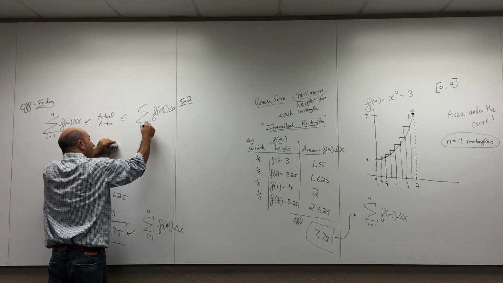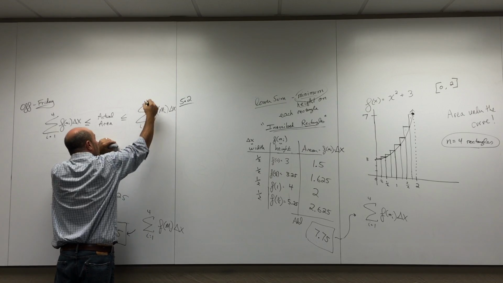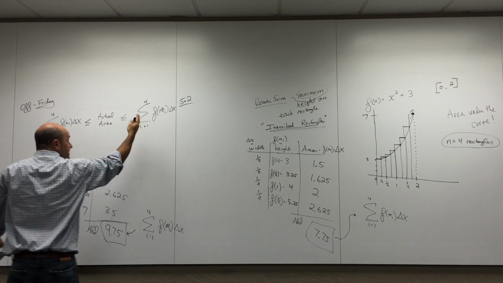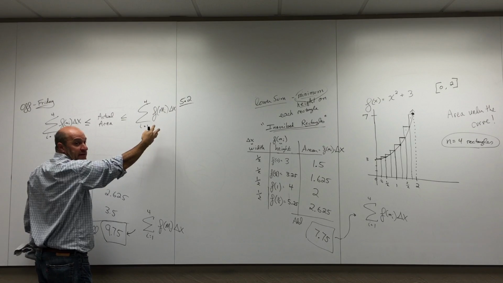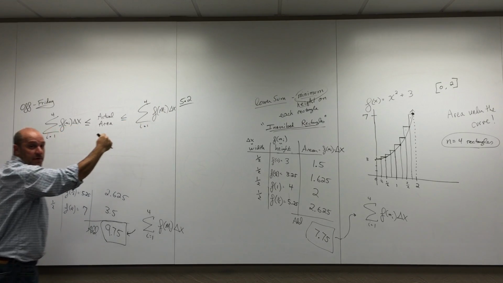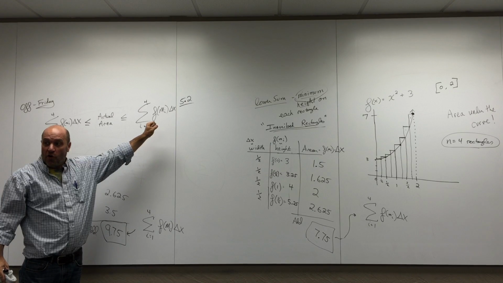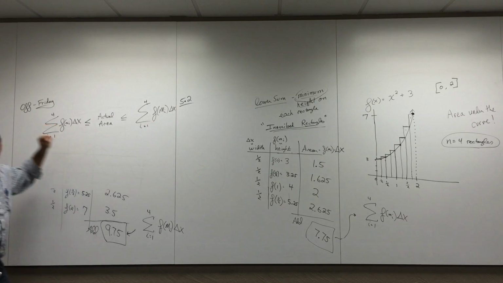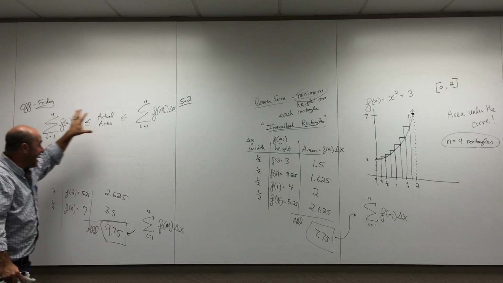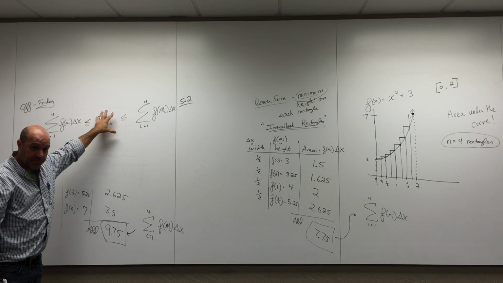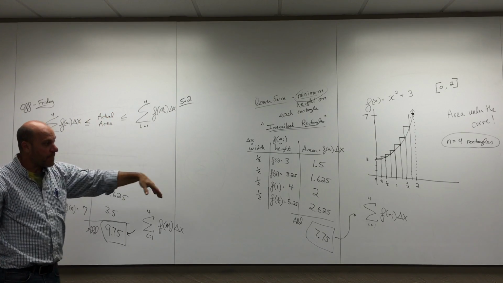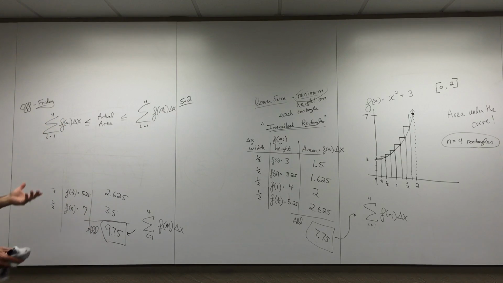See, when I start writing this notation, I know you know, but we just did this. It's adding up 4 rectangles. It's the area, it's called the upper sum. It's an overestimate of the area. This is an underestimate of the area. The actual area lives somewhere in between, somewhere in between 7.75 and 9.75 for this problem.